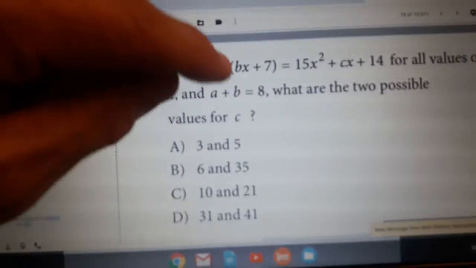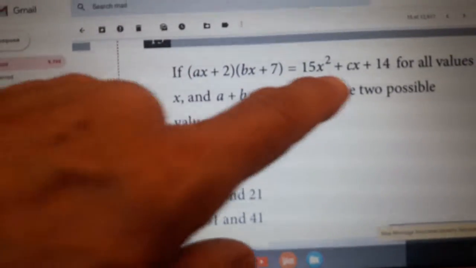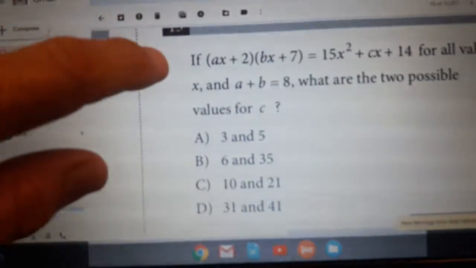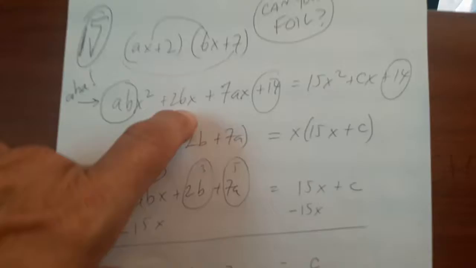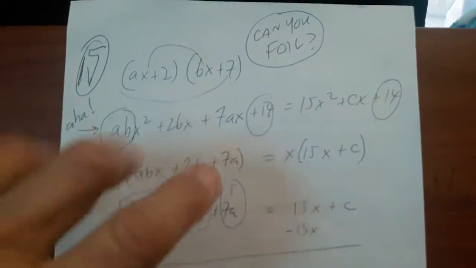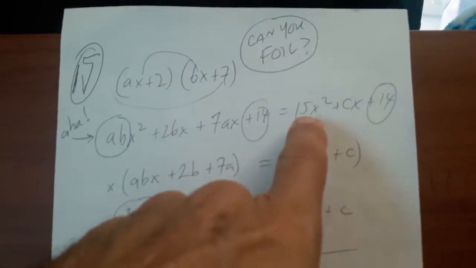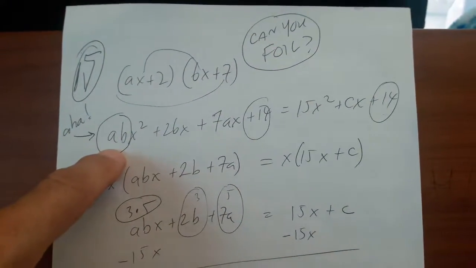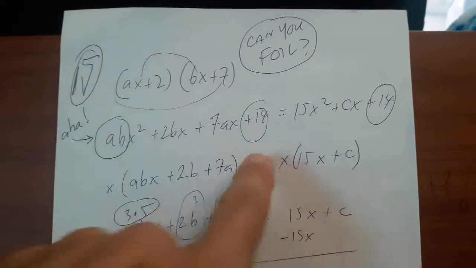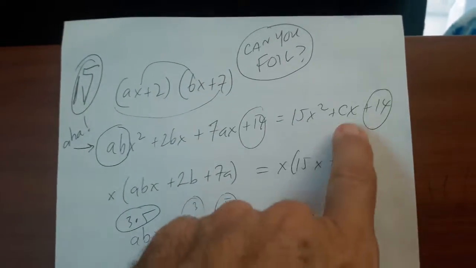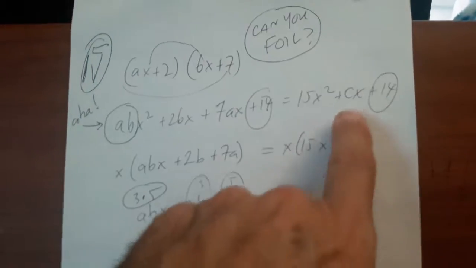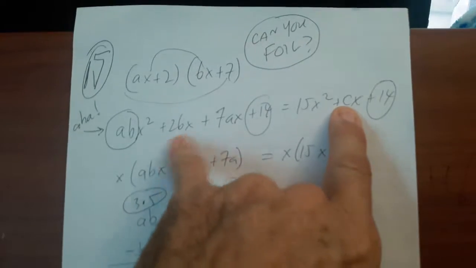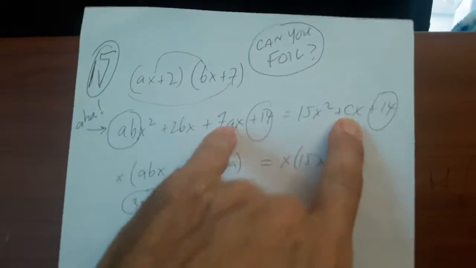Can you see this after you've FOILed? And then this looks like the result after you FOILed. So there's something going on here. If you multiply this out, you get something like this. So now you can instantly see that if I get rid of the 15x squared and the abx, and the 14 disappears, now you're left with cx on one side and this on the other side.